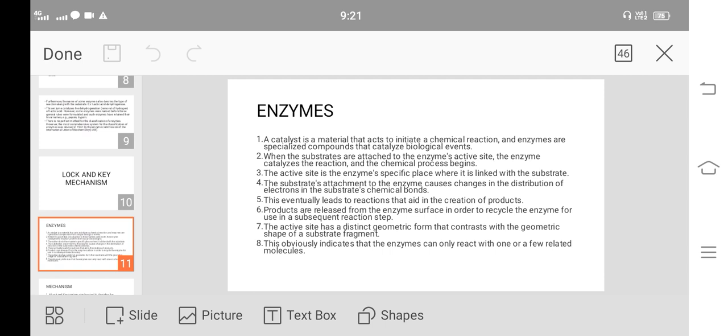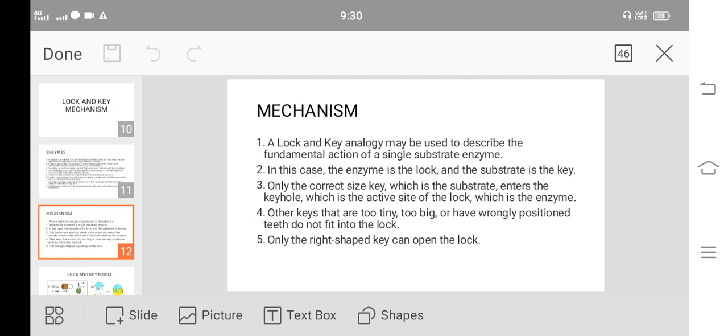The lock and key mechanism. A lock and key analogy may be used to describe the fundamental action of a single substrate enzyme. In this case, the enzyme is the lock and the substrate is the key. Only the correctly sized key, which is the substrate, enters the keyhole, which is the active site of the lock, which is the enzyme.